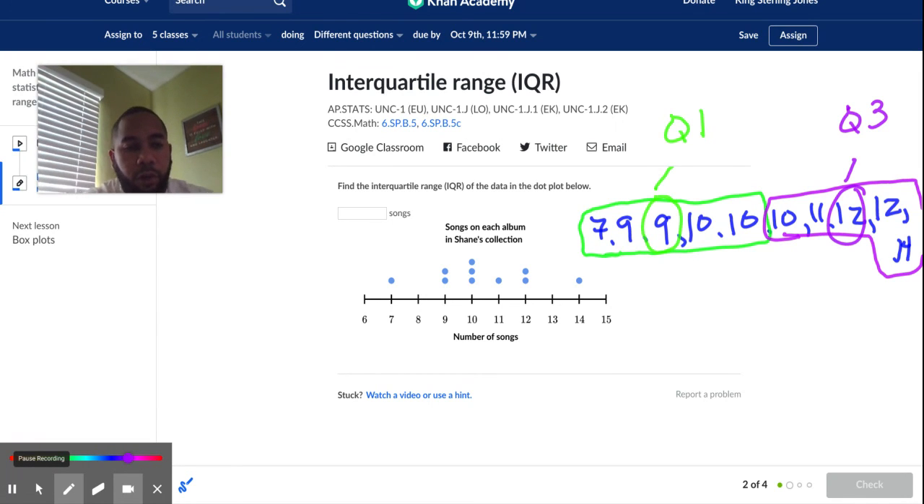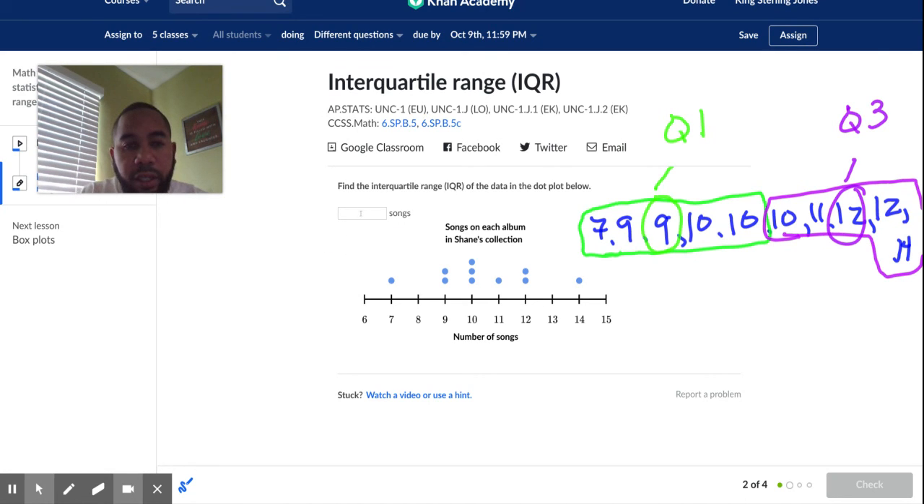And so for this one, because Q3 is 12 and Q1 is 9, IQR is Q3 minus Q1. So 12 minus 9 is going to give you 3 songs as the IQR.